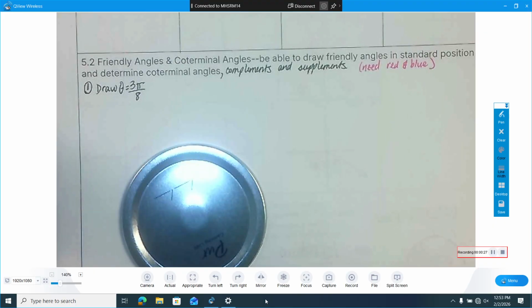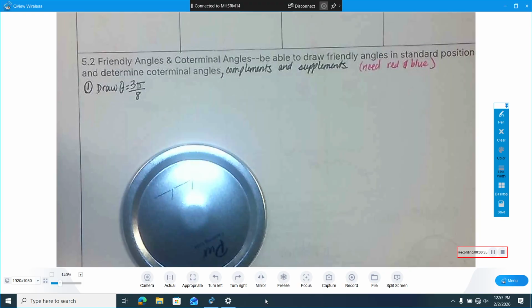coterminal angles, which are vocabulary words you want to know for today. All right, so you guys are fairly familiar with degrees.